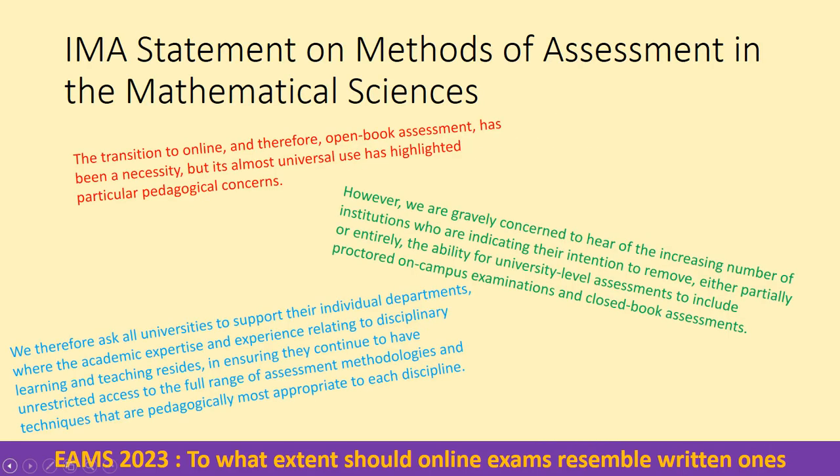Looking at the IMA Statement on methods of assessment in the mathematical sciences, a few quotes come out. The need for university level assessments to include invigilated on-campus exams and closed book assessments, as well as assessment that is appropriate to the relevant discipline. We want to assess in a way that's relevant for maths.